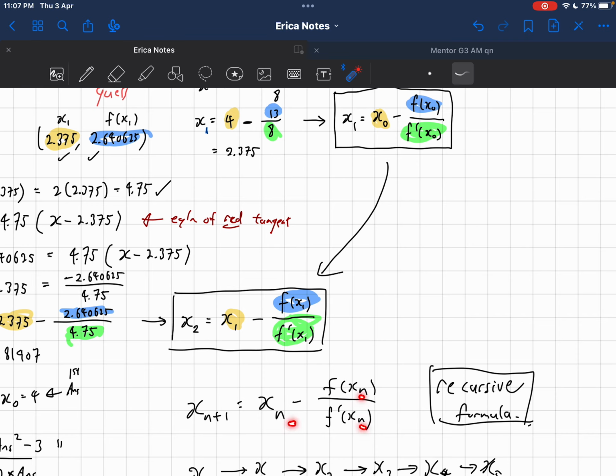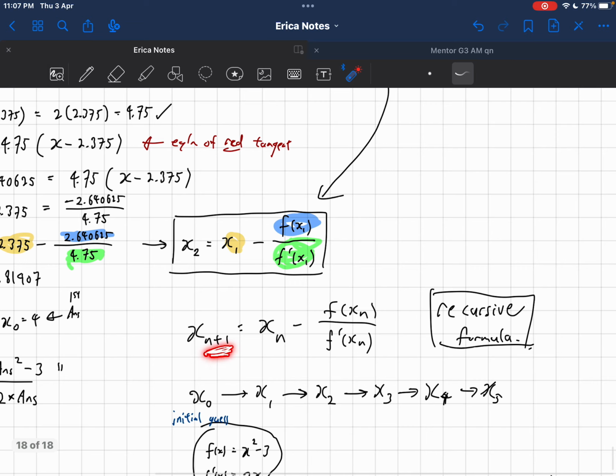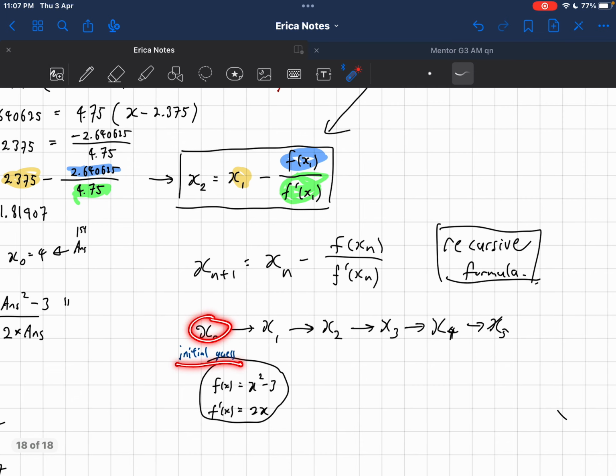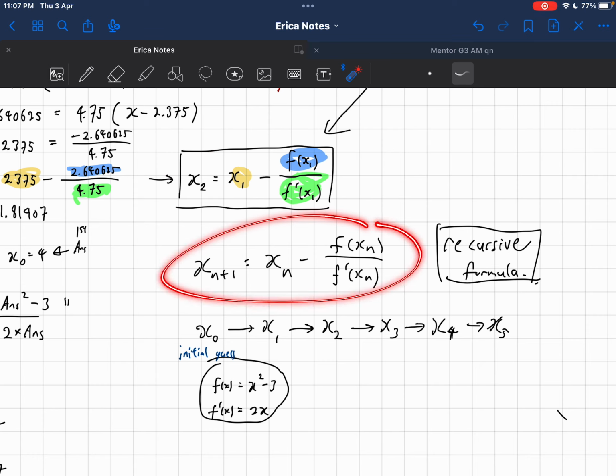So n becomes n plus 1. Okay, we call this a recursive formula. Recursive means that the next term, the index n plus 1 term, depends on the previous term. Then what we see here is that the initial guess is x0. In this formula, you replace n with 0, you'll get 0 plus 1, which is 1.